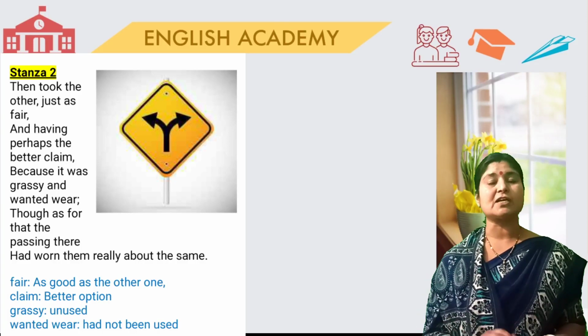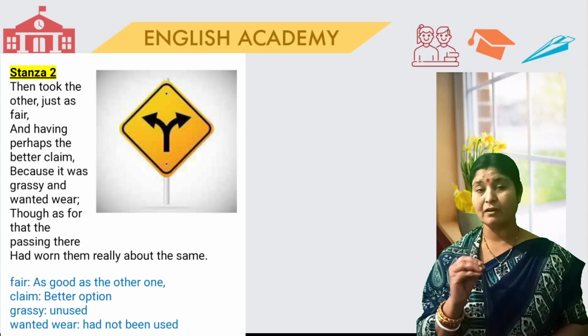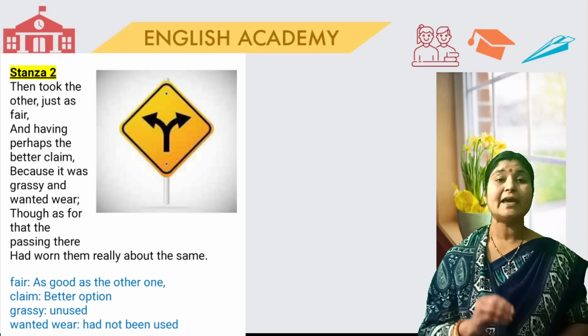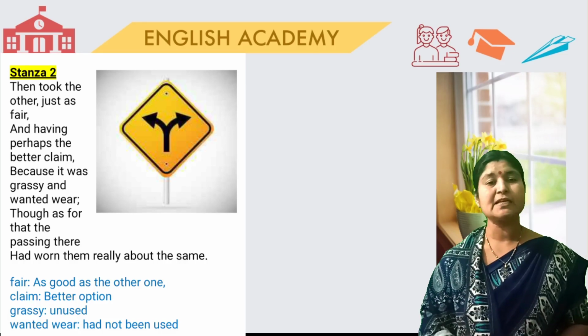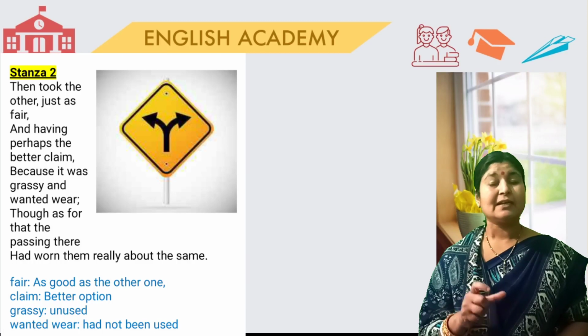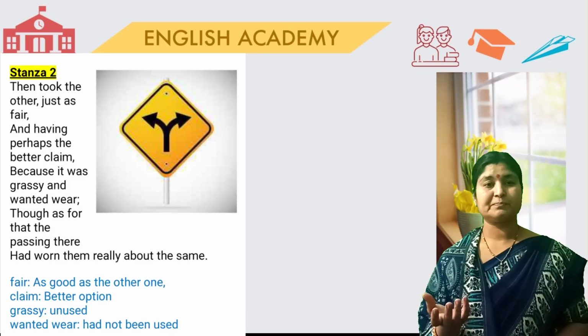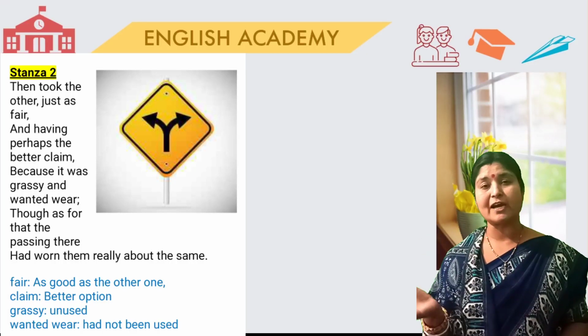So in this second stanza, we get many difficult words like fair. Fair, the meaning here is as good as the other one. Then claim. Claim means better option here. Then grassy. Grassy means here it is unused. And wanted wear means had not been used for a long time.